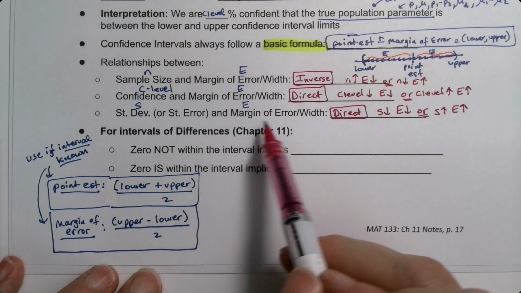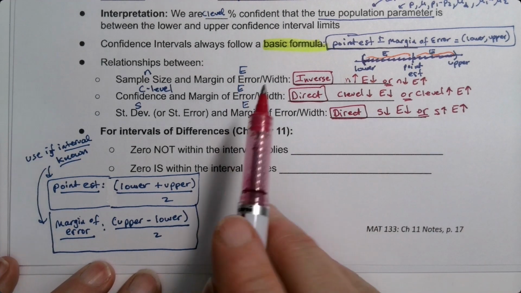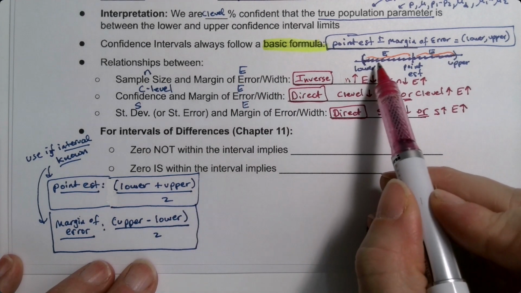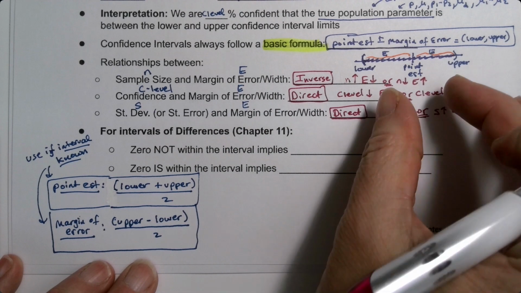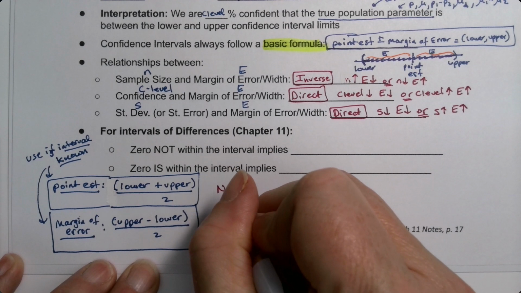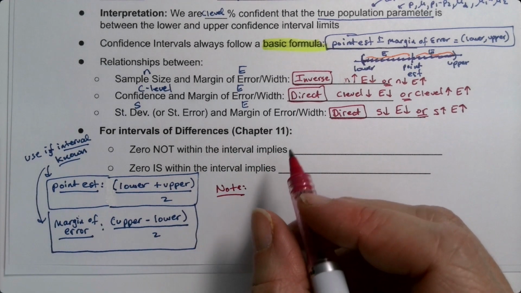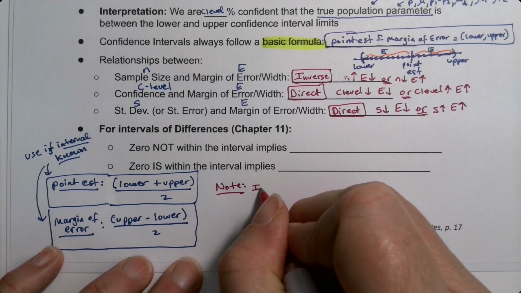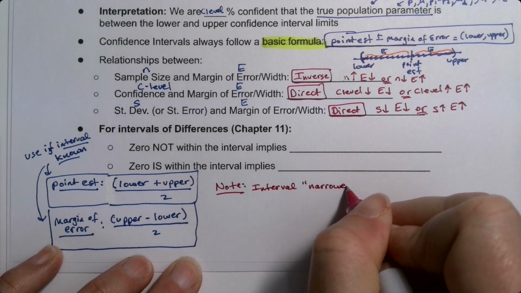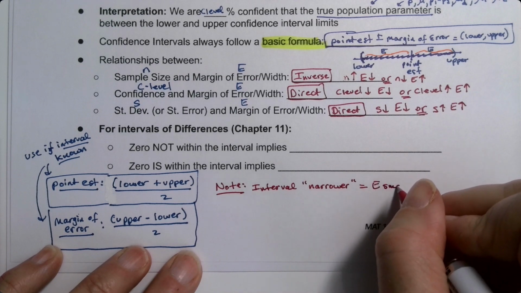These three relationship pieces lead me to one other thing, which is that I usually don't ask the questions, and your professor probably won't either, about whether your error is going up or down. Because error is the width of the interval. So what we think about is the narrowness or wideness of that interval. So I'm going to add a note down here. If the interval is narrower, that means that the error is smaller.